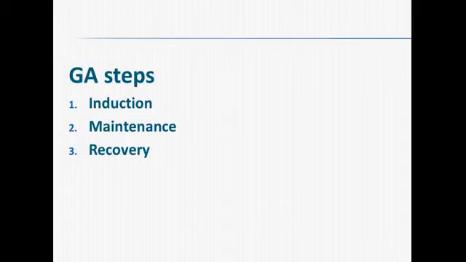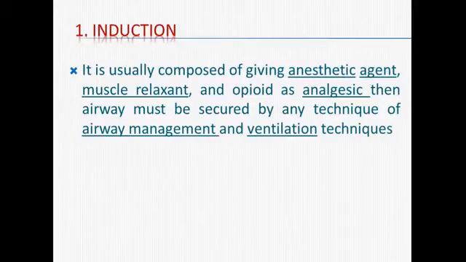General anesthesia steps should include induction of anesthesia, maintenance of anesthesia, and recovery from anesthesia. Induction is usually composed of giving anesthetic agents, muscle relaxant, and opioid as analgesics. So the triangle is anesthesia, muscle relaxant, and analgesia. Then the airway must be secured by any technique of airway management and ventilation, which we will discuss in the next lecture, inshallah.